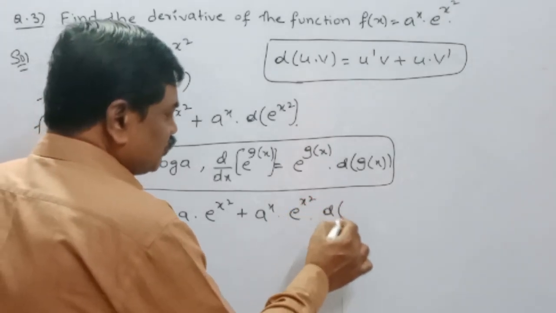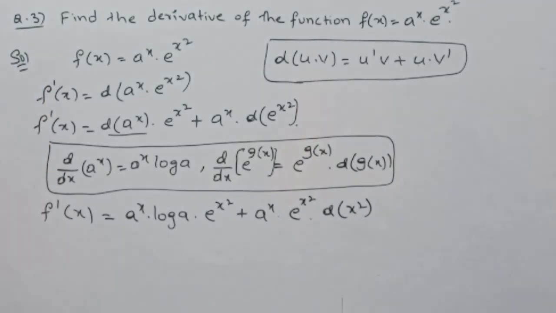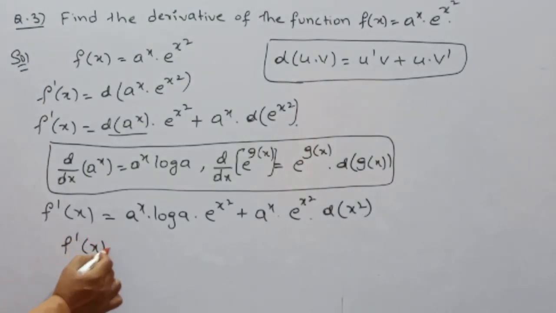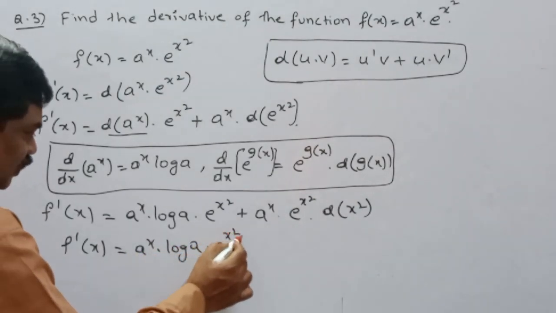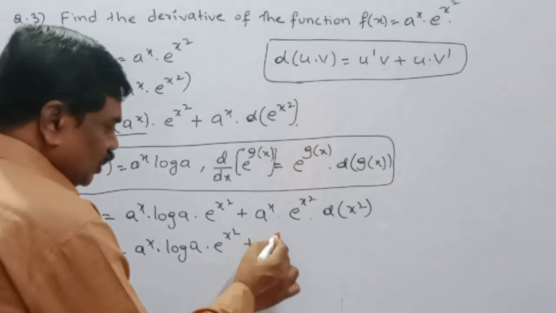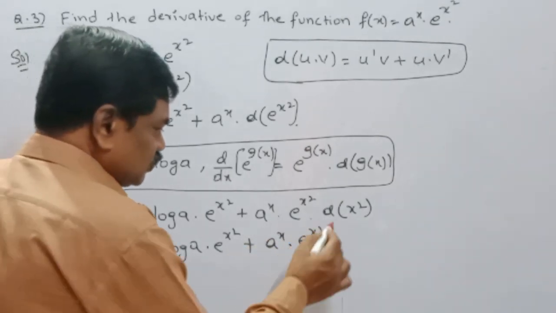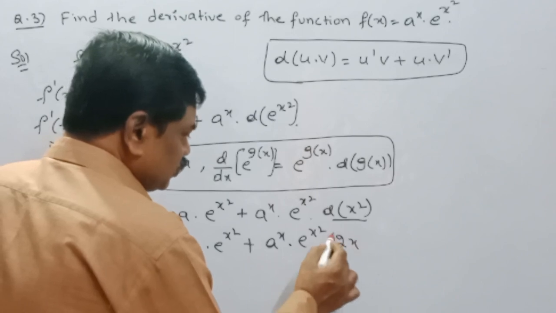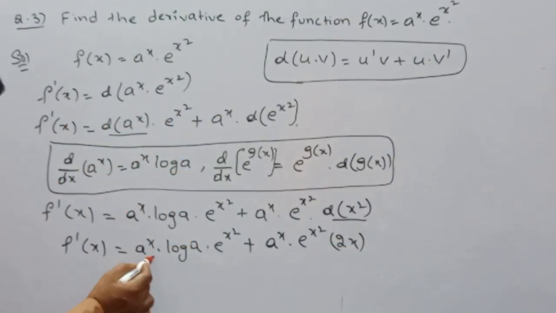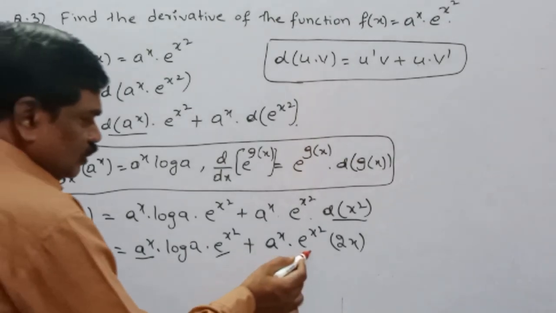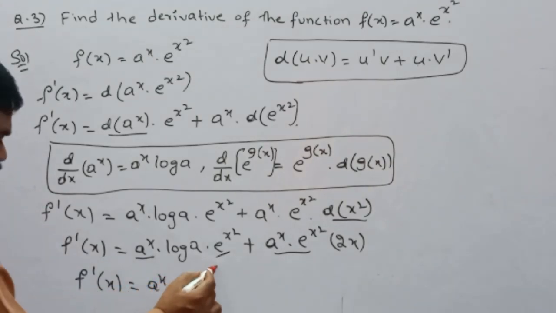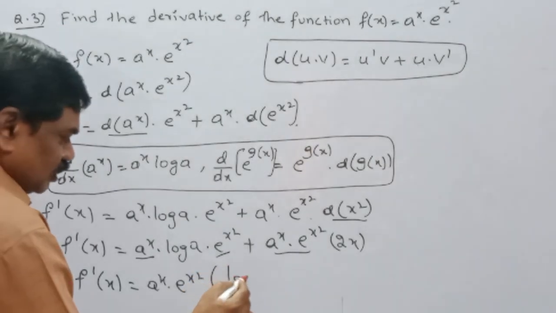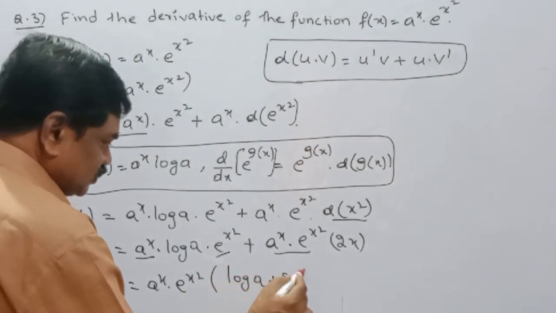So derivative of x square. Okay, all of you. So f dash of x is equal to a power x into log a into e power x square, plus a power x into e power x square into the derivative of x square, which is 2x. So both terms have a power x e power x square. So f dash of x is equal to what? A power x into e power x square as common, into log a plus 2x.